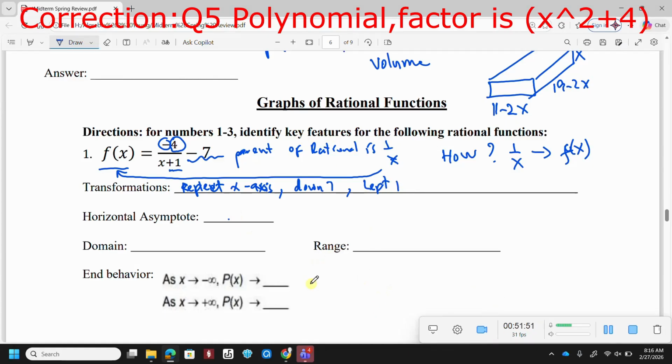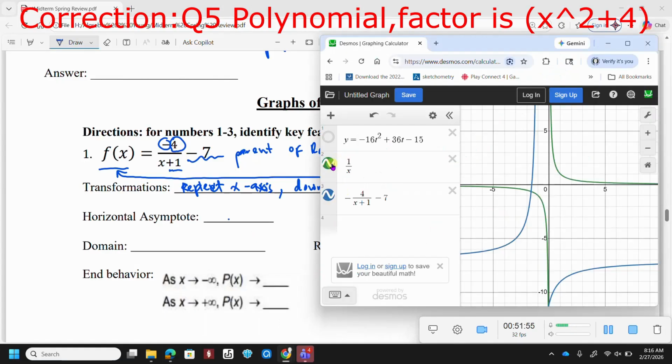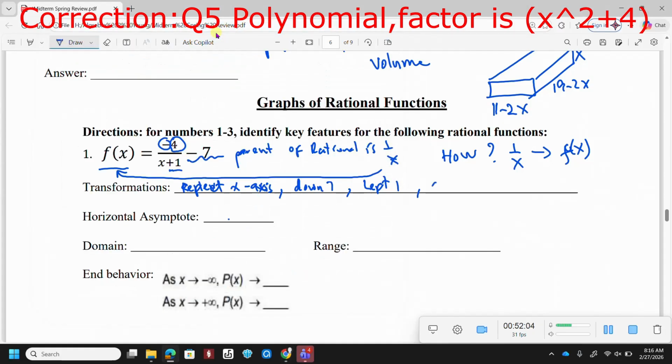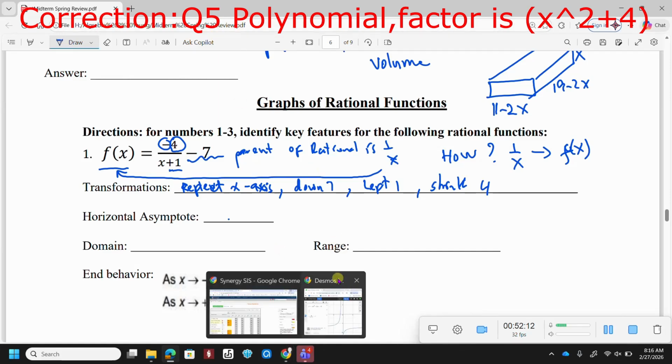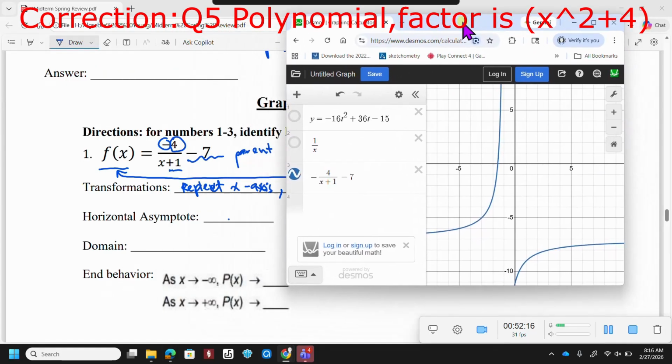Okay, so the horizontal asymptotes. Let's uncheck this parent because we don't need this anymore. Okay, so that number 4 just shrinks. You can barely see the shrink. Okay, shrink by 4. You barely see the shrink because the graph is too small for you to really see it. So we don't need the patterns to do the rest.